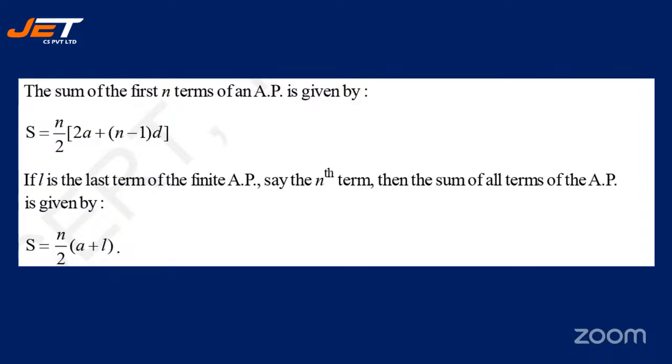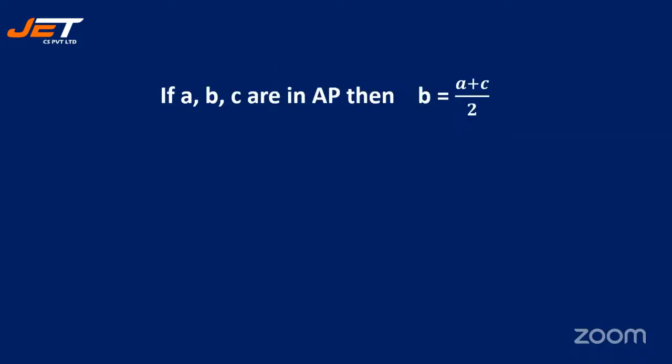The sum of the first n terms means Sn. Sn is nothing but n by 2 into (2a plus (n minus 1) into d). If l is the last term of the finite AP, say the nth term, then the sum of all terms of the AP is given by S equals n by 2 into (a plus l). This is also very important.